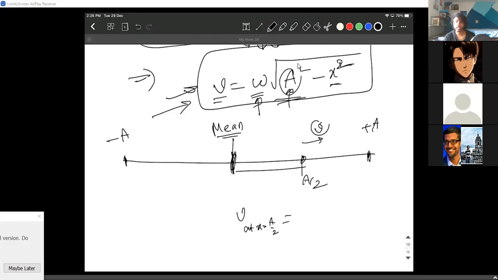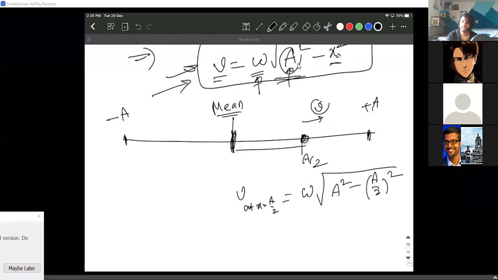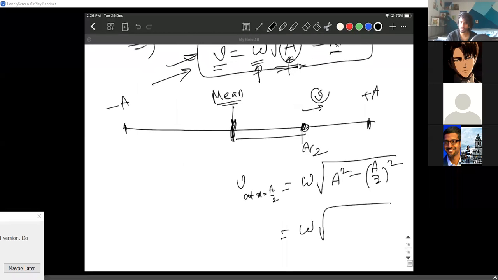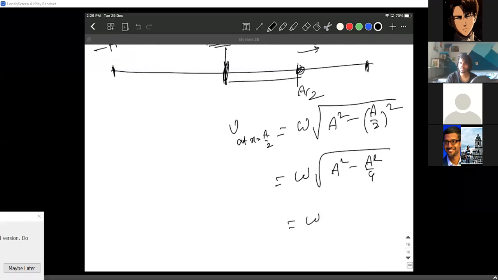How do I find, Aditya? I want to find the speed at this point. We have to substitute this a by 2 in place of simply x, sir. Substitute omega root over a square minus, in the place of x, simply put a by 2 whole square. I'll get the value as omega into root over a square minus a square by 4. I'll get root 3 a by 2 times omega. So this is the answer.